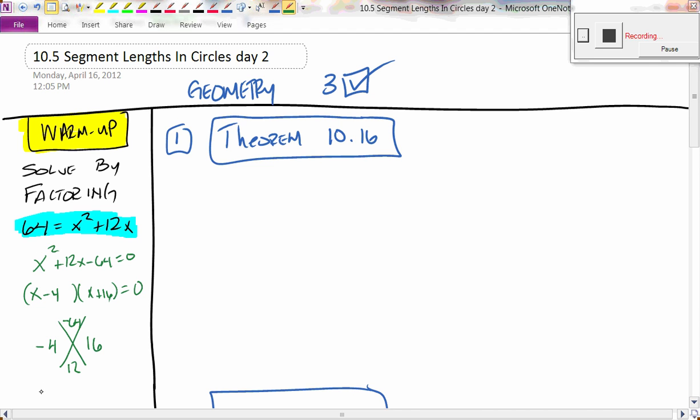So therefore, by the zero product property, your answers are either 4 or negative 16. Remember that, folks? Because now that you see it, it comes back. We're going to use that in the homework tonight. That's why I'm showing it to you, okay? You love that unit. Stop it.